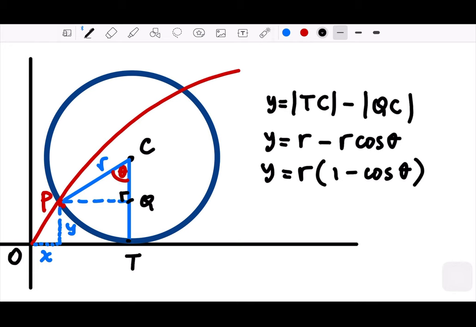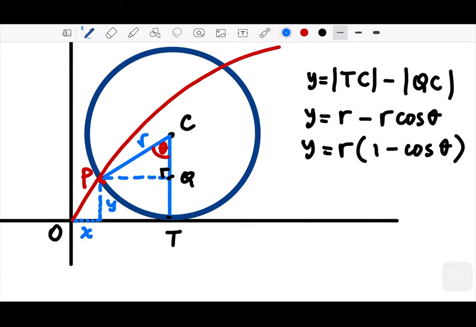Okay, now the problem here is what is x? The problem here is x. So x, if we look on the distance, this is OP minus the PQ, right? So we need to define what is OT. Okay. Any idea? Any idea how? OT? Any idea?